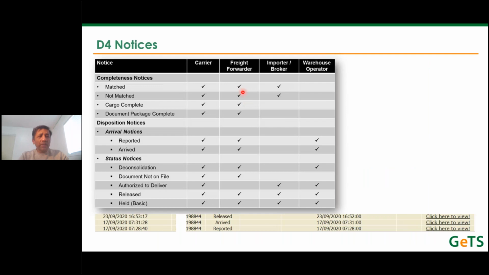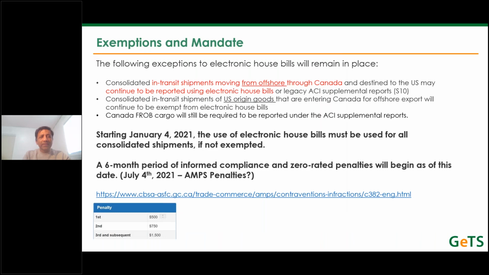These are all the different types of messages you can get as a freight forwarder. Something like a match message, not match. There are almost 10 different notifications you will get from the customs. If you see the example here, reported, arrived, and released, these are the messages customs will send to us, and we will forward it to you basically. It will give you a lot of visibility of your electronic house bills at the Canadian side.